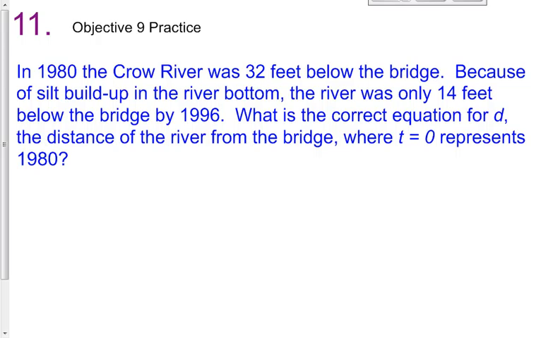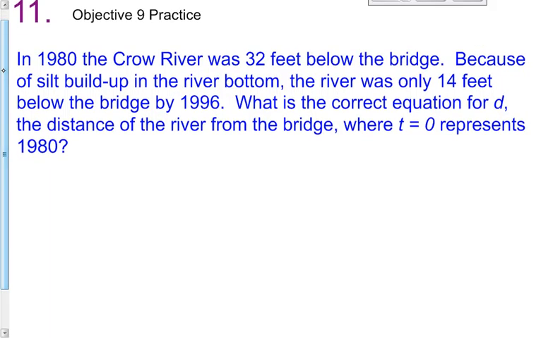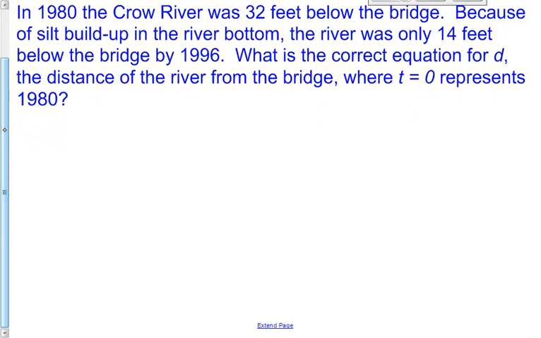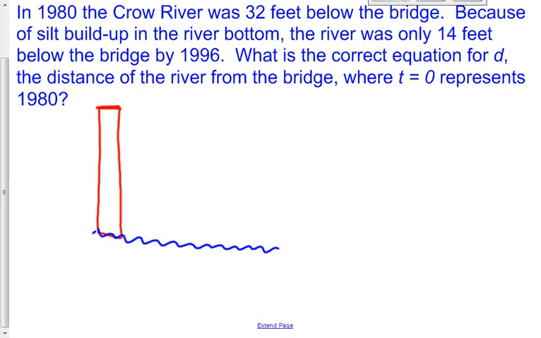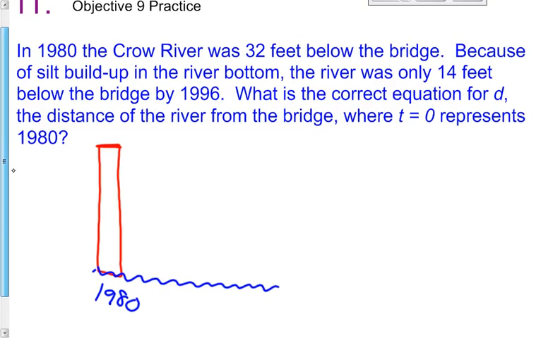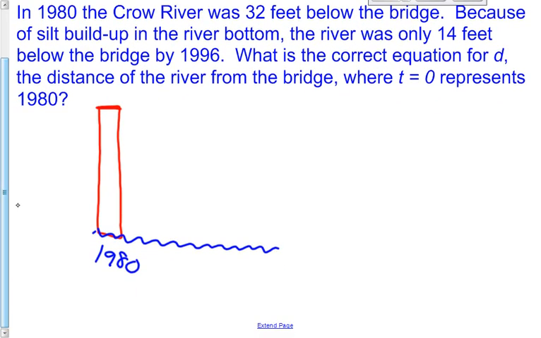So make sure that if you are stumped on objective number 9, you come back and watch this video again as a reminder. So here's what we got. We have this bridge, okay? And I'm just going to have a two-dimensional bridge here. That's going to be a pillar of my bridge, okay? So here's the top of it. And thus, here would be the water at the bottom. So in 1980, that's going to be this bridge. In 1980, the river was 32 feet below the bridge. So from this point to this point is 32 feet.